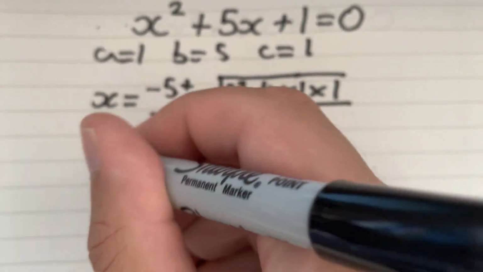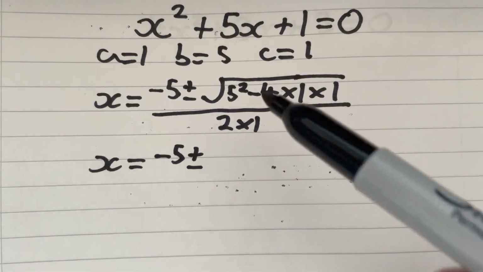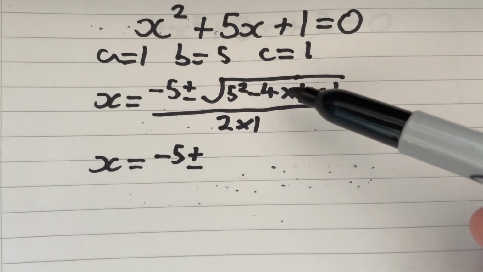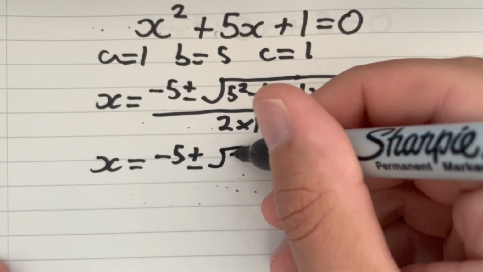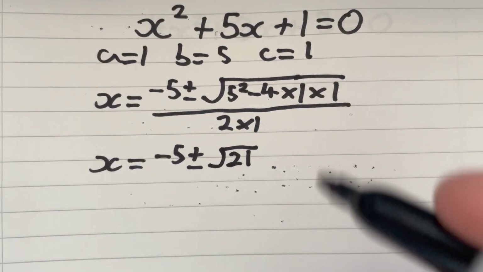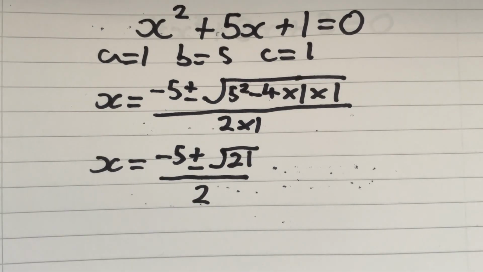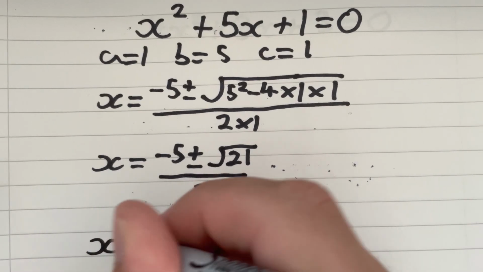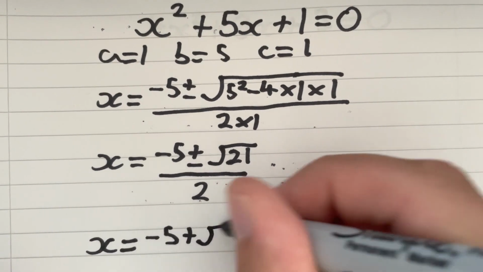Okay, now we've got this minus 5 still there, plus or minus. Well, 5 squared, that will give us 25. And 4 times 1 times 1 is just going to give us 4. So it'll be 25, subtract 4, and that will give us 21. And then 2 times 1, that just gives us 2. Well, we can't do any more with the square root of 21. It doesn't work out nicely like our previous question did. So what we can do is say our first solution for x would be minus 5 plus the square root of 21 over 2.